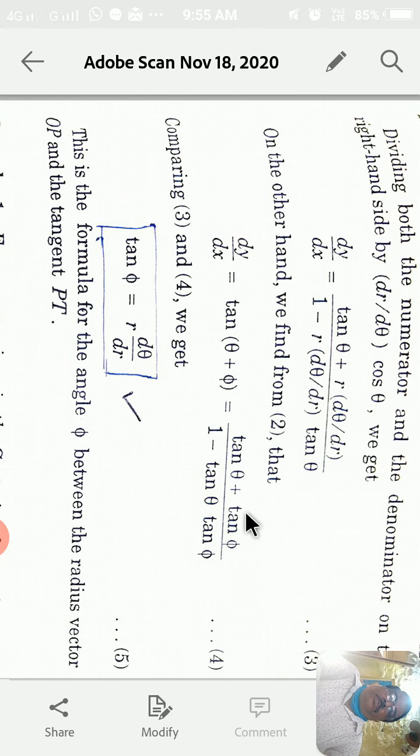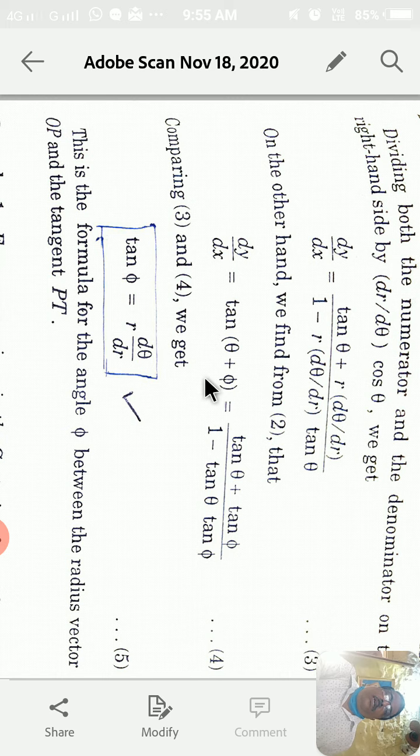So here, dy by dx, after dividing, we obtain this equation. dy by dx is equal to tan theta plus r into d theta by dr, divided by 1 minus r into d theta by dr into tan theta. Or in other words, dy by dx can be written as tan of phi plus theta.